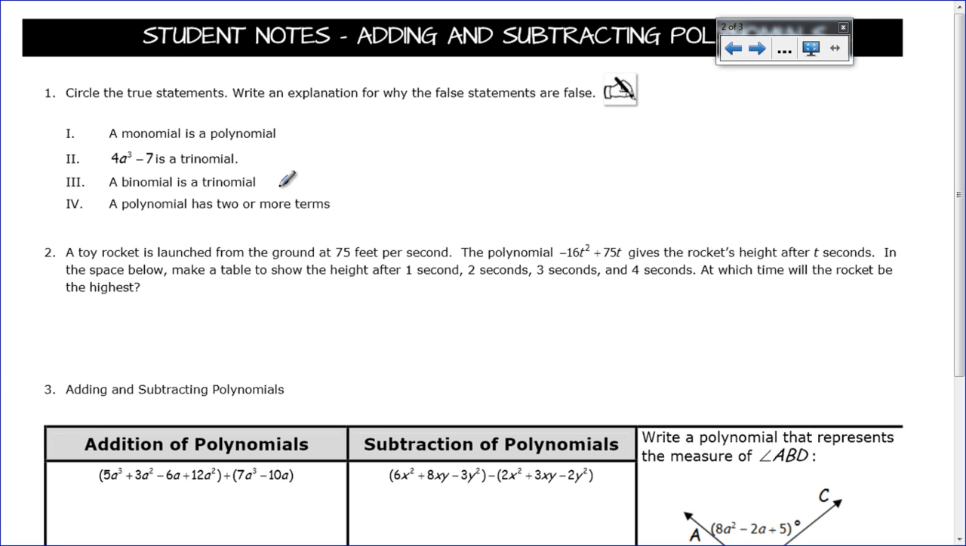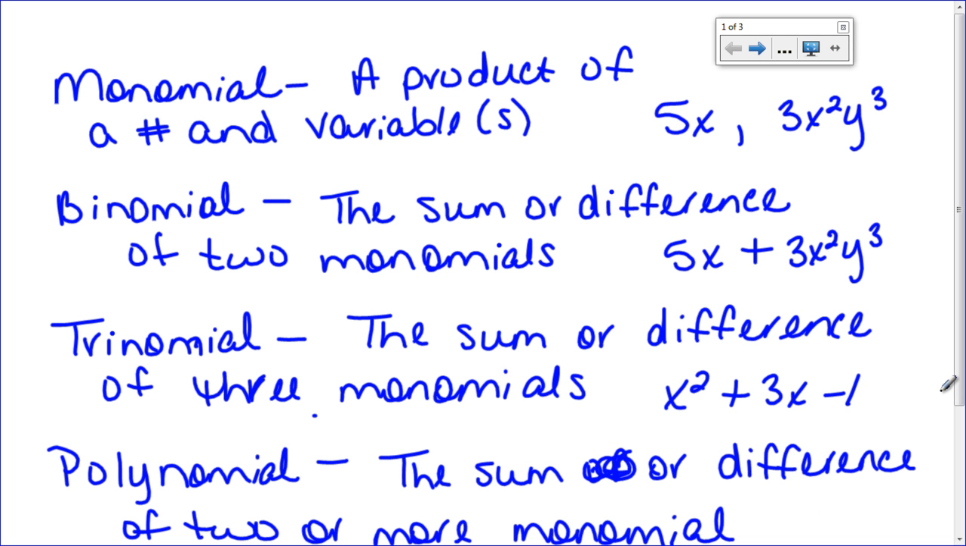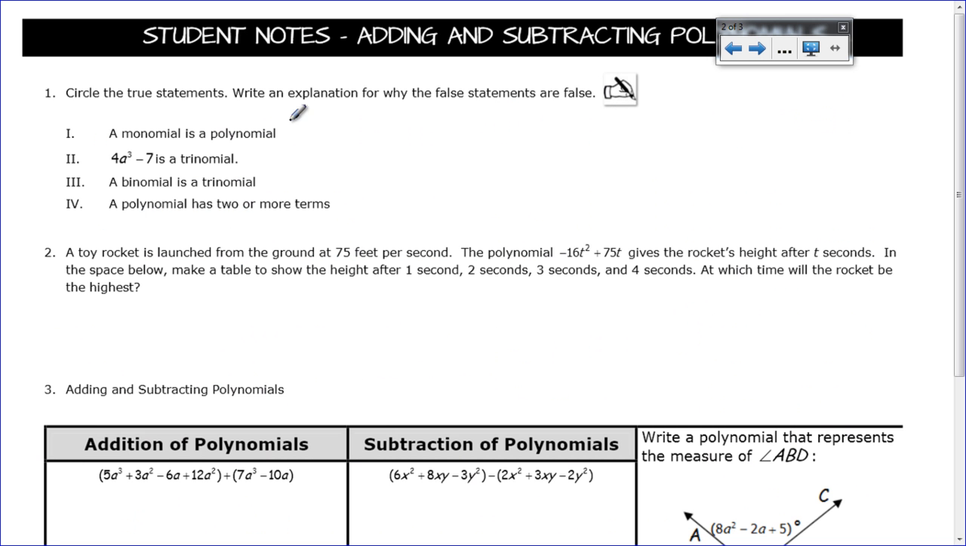So we'll start with the first statement that says a monomial is a polynomial. If we go back to our definitions, a polynomial is the sum or difference of 2 or more monomials. And so a monomial all by itself is just 1. So this is false. A monomial is just a monomial. Number 2, 4a cubed minus 7 is not a trinomial, it's a binomial because it only has 2 monomials to it. These are called terms. It has 2 terms, so that's not it. A binomial is a trinomial. Well, they wouldn't have different names if they were the same thing, so that's also not true. But statement 4 says a polynomial has 2 or more terms. Yes, this is true. That was our very definition of what a polynomial is. It had 2 or more monomials or 2 or more terms.